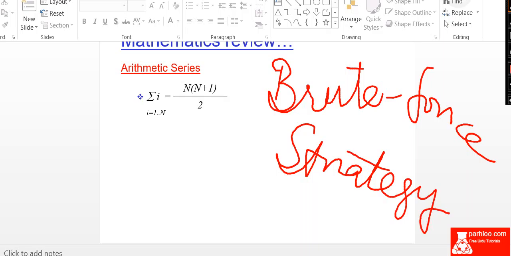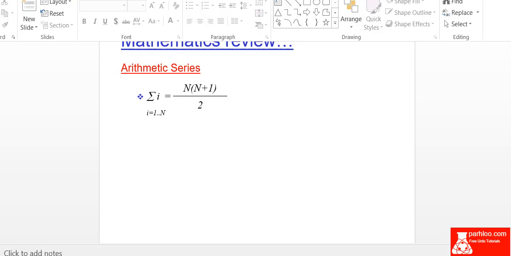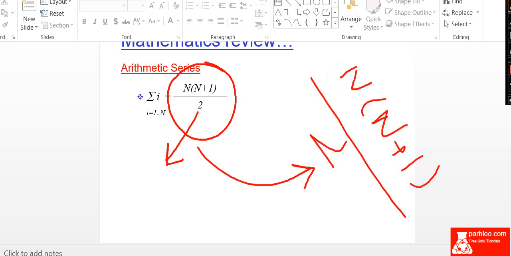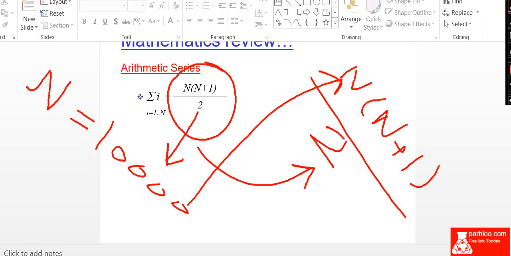So what mathematicians did, they derived a simple formula, very simple, right? This single form, n into n plus 1 over 2, is a simple form. If anyone tells us to find the sum of the first 10,000 natural numbers, then our n is equal to 10,000. Plug it in, you'll get the answer out, right?